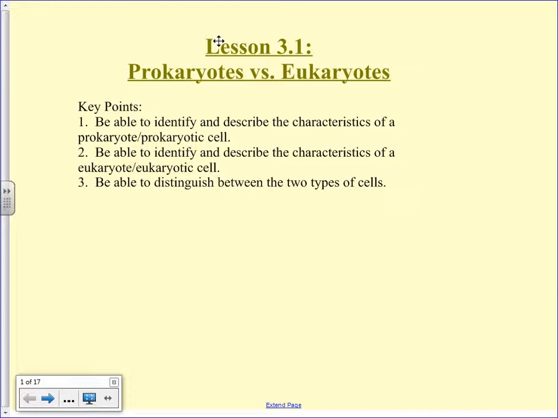So we're going to be going over the differences between prokaryotic cells and eukaryotic cells. You need to be able to identify and describe the characteristics of a prokaryote or prokaryotic cell. Same words, but with eukaryote or eukaryotic cell in there. And be able to distinguish between the two cell types. So if I showed you a picture of one, you'd be able to tell me eukaryote or prokaryote.